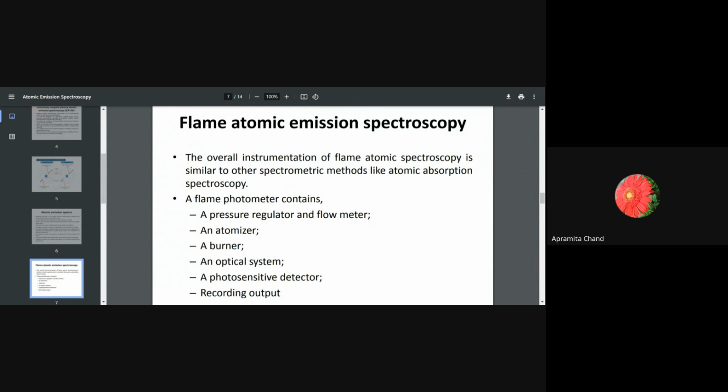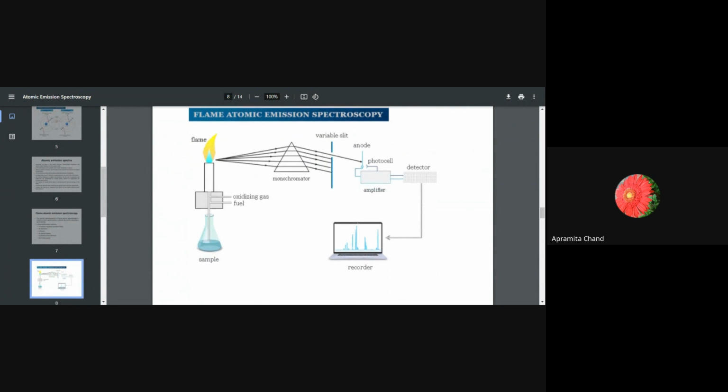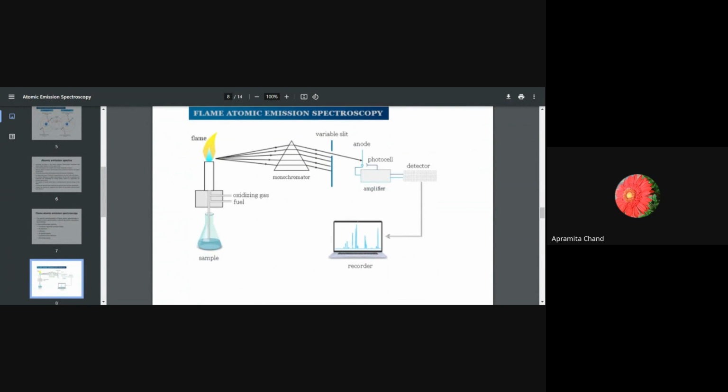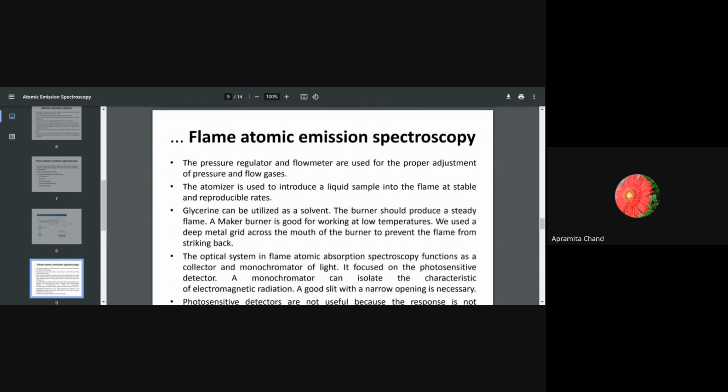So the emission spectrometer has a pressure regulator and a flow meter. It has an atomizer, a burner, an optical system, a photosensitive detector, and a recording output. So this is what the setup looks like. The flame atomic emission spectroscopy setup looks like this. There's a flame, there's a monochromator, there's a photocell, a detector and an amplifier, and finally a recorder.